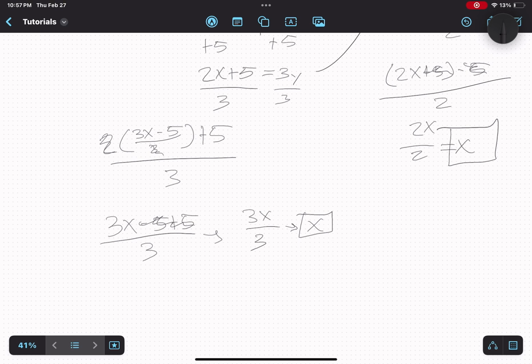And again, this proves that it is in fact the inverse of the equation because you get an x from both ways of proving it.